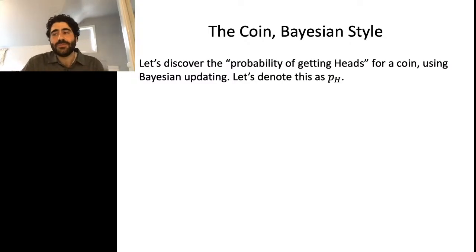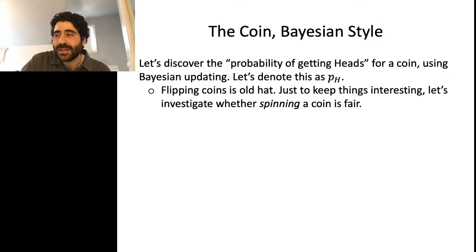And so what we're trying to do in this experiment is figure out, for this particular coin, what is its weighting? So what's the probability of getting heads on this coin? We're going to imagine we spin the coin to make it slightly more interesting, and we're going to try to figure out whether this coin is fair or not. Meaning, what we want to figure out is whether P of H is close to 0.5 or not.